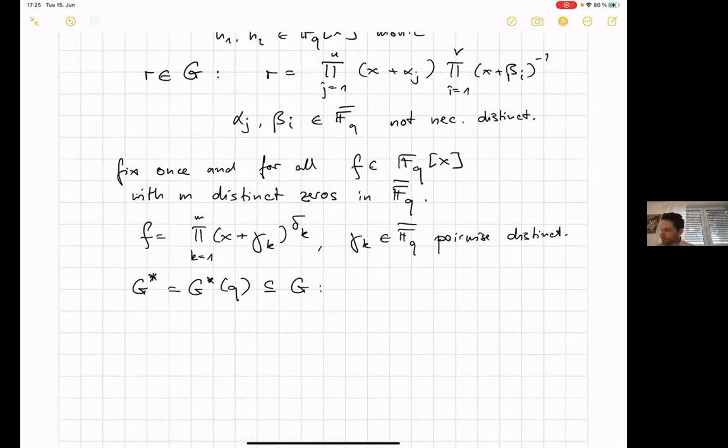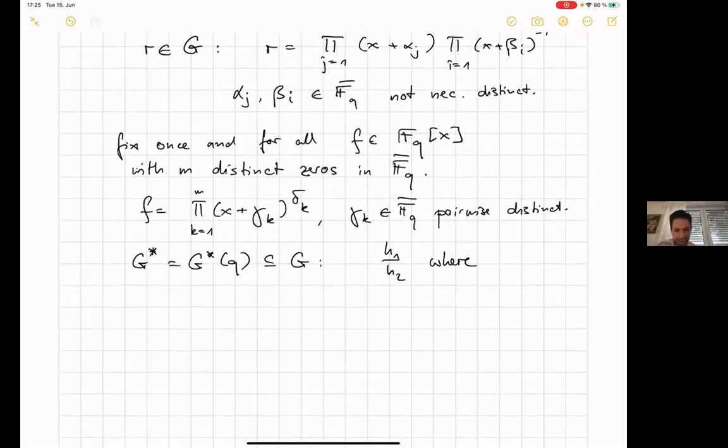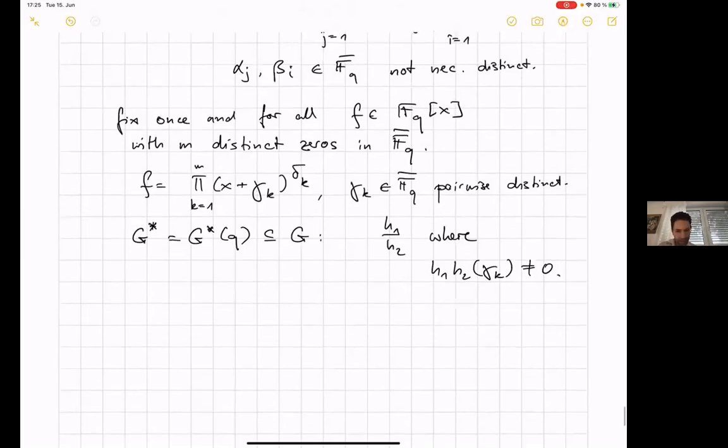This is the set of rational functions (H1, H2) where neither H1 nor H2 has a zero at gamma_k. So where H1, H2 of gamma_k is non-zero. So this has neither a pole nor a zero at gamma_k. And that's for each k? For each k, yes, for all k.